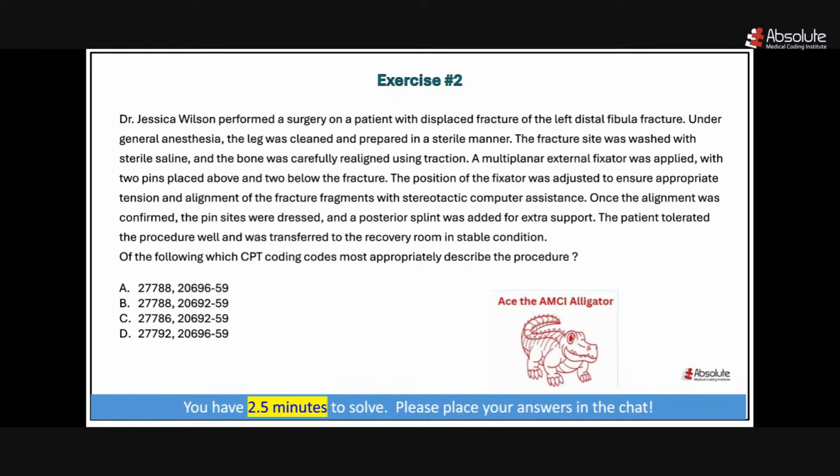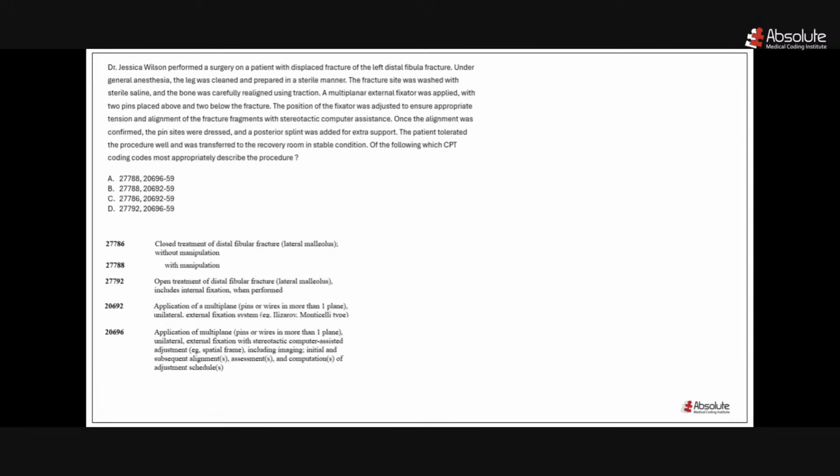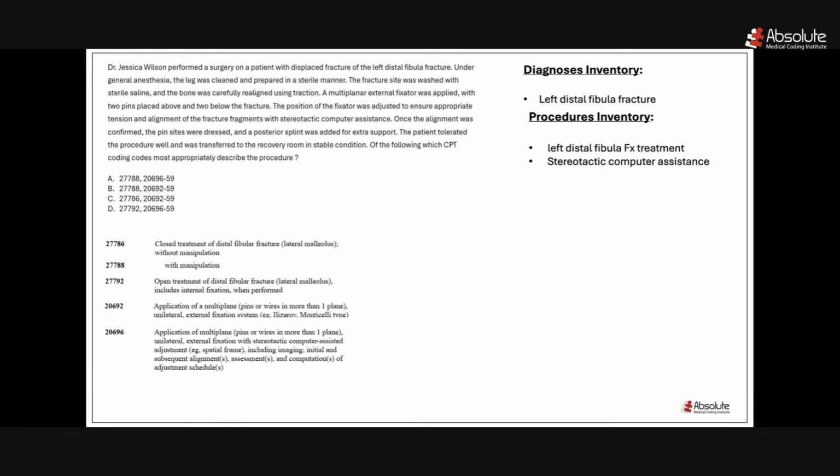Okay, so let's start solving this scenario. And I would say brace yourself for an aha moment. Here we have a patient with a left distal fibular fracture. Once again, a left fibular fracture treatment was performed and stereotactic computer assistance was used. Right? Now let's look into CPT code 27792, that is for an open treatment of a distal fibular fracture, includes internal fixation when performed.